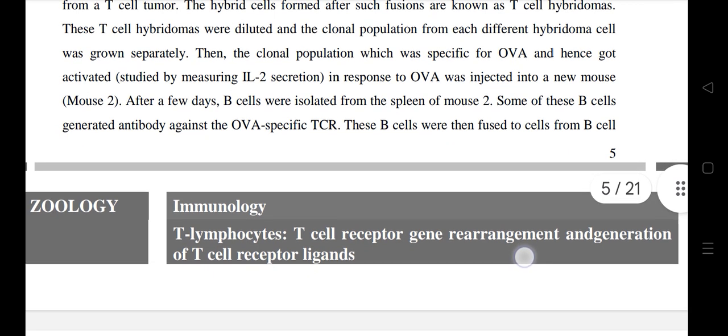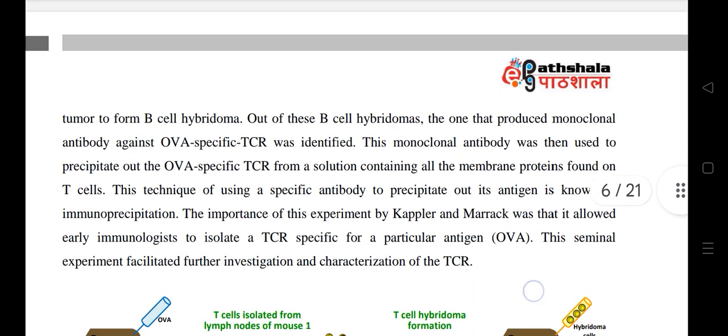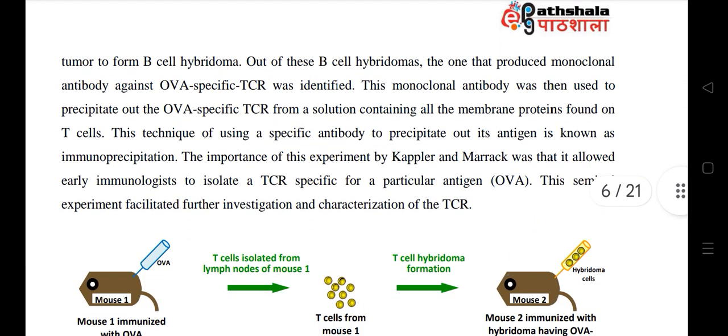These B cells were then fused to cells from a B cell tumor to form B cell hybridomas. Among these B cell hybridomas, the one that produced a monoclonal antibody against the OVA-specific TCR was identified. This monoclonal antibody was then used to precipitate out the OVA-specific TCR from a solution containing all the membrane proteins found on T cells. This technique of using a specific antibody to precipitate out its antigen is known as immunoprecipitation.